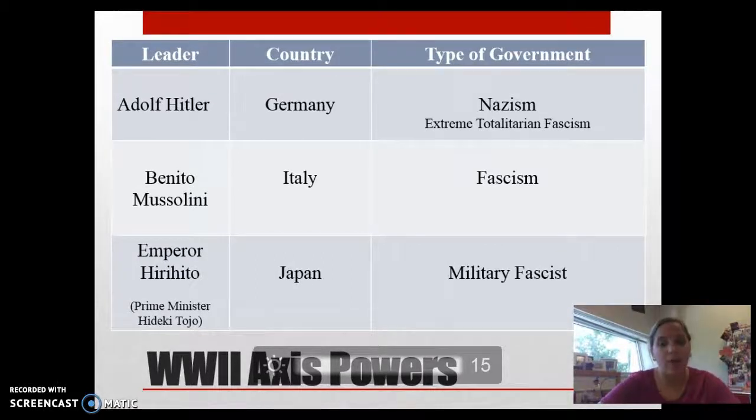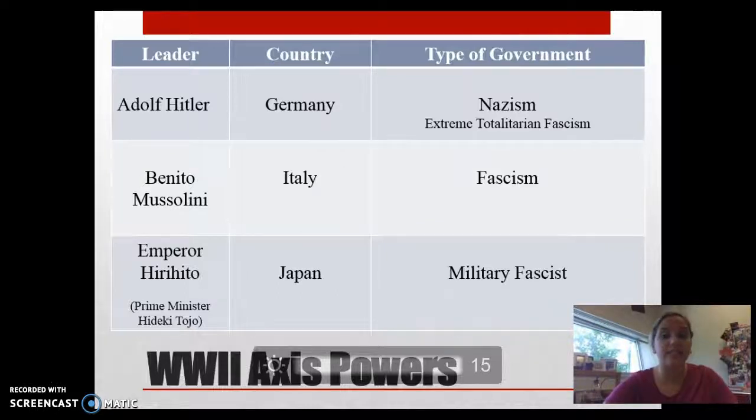Our next Axis powers leader is Benito Mussolini, and he is the head leader of Italy. Italy, they practice a fascist type of government. So that is in a way where a dictator does take control, and he has his own way of telling everybody how things are going to be set and run in the country. Mussolini and Hitler do get along at first, and then things go sour towards the end there.